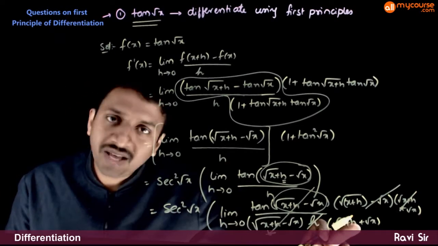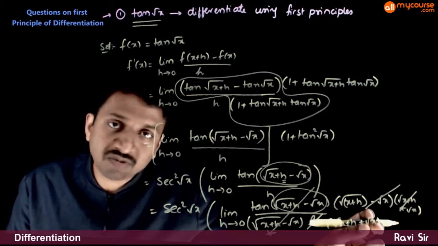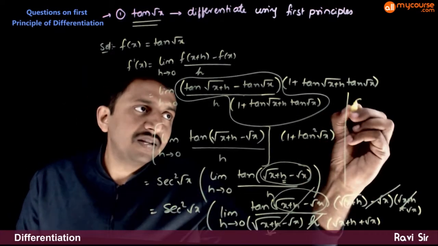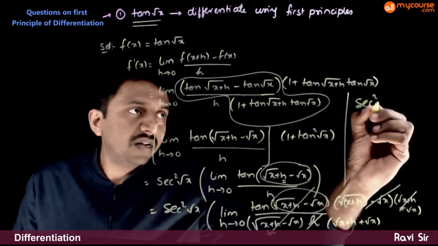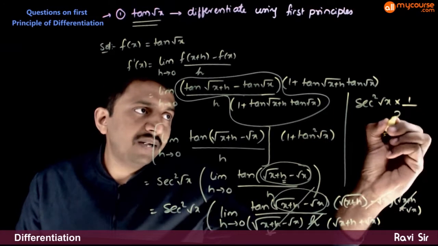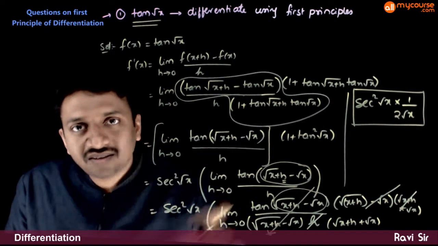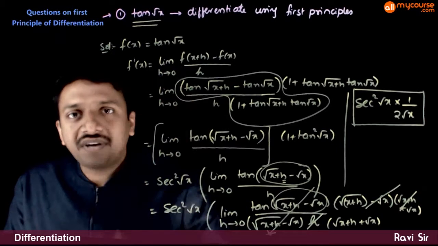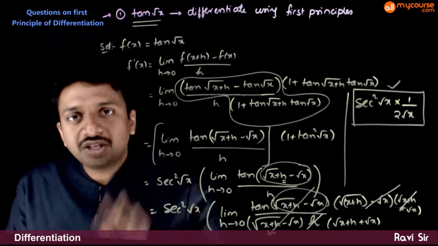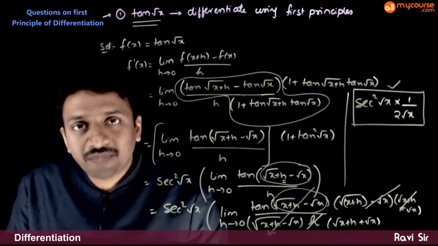So now you can put h equal to 0 in the remaining expression. This will be root x, this will be root x. So 1 by 2 root x. So the answer is secant square root x into the value of this limit, which is 1 by 2 root x. So this is the differentiation of tan of root x. So this is how you can find the differentiation of this complicated function using the first principles.